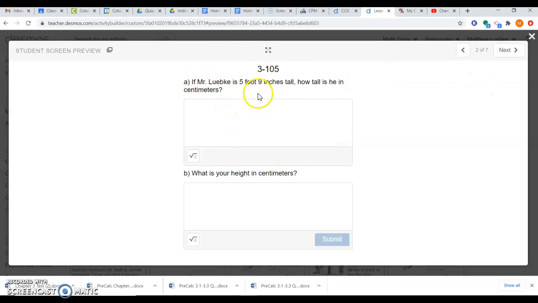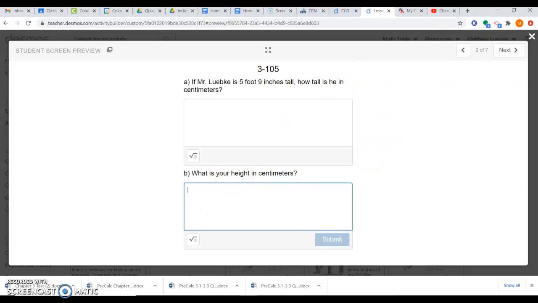And so it says, if Mr. Lukey is 5 foot 9 inches tall, how tall is he in centimeters? And so we just have to convert 5 feet 9 inches into centimeters. And then you're also going to need to know your height. And so if you don't, you have to find some kind of tape measure to get your height, or just, last time you had your height taken, go with that, and convert your height into centimeters as well.